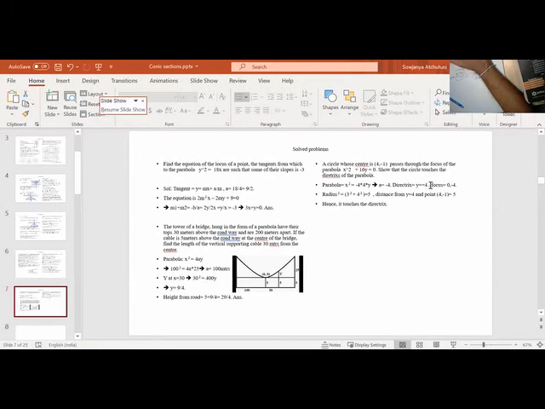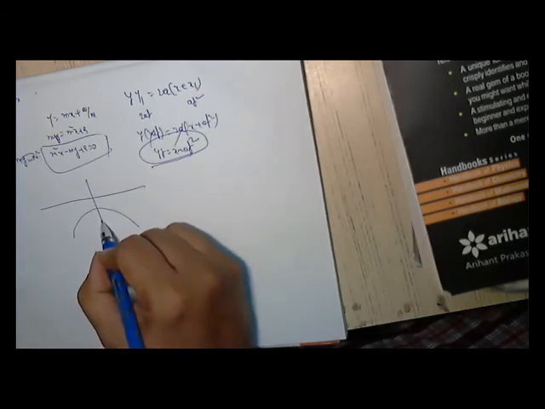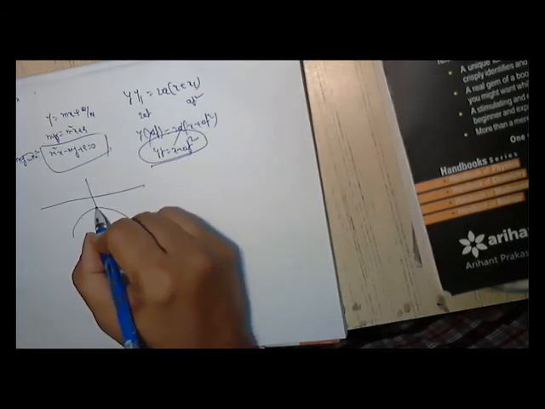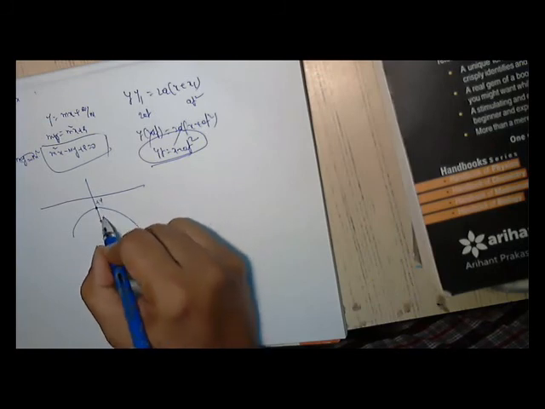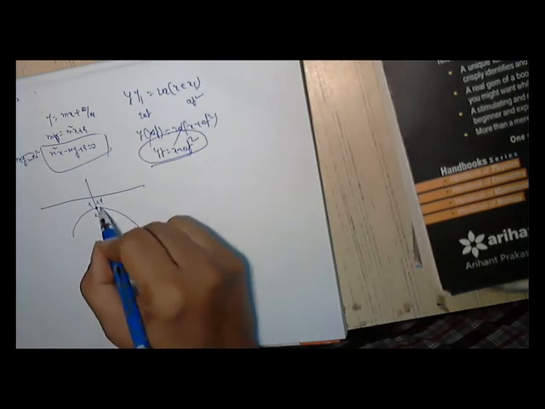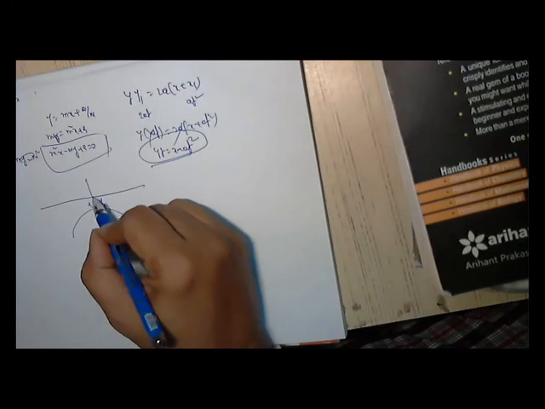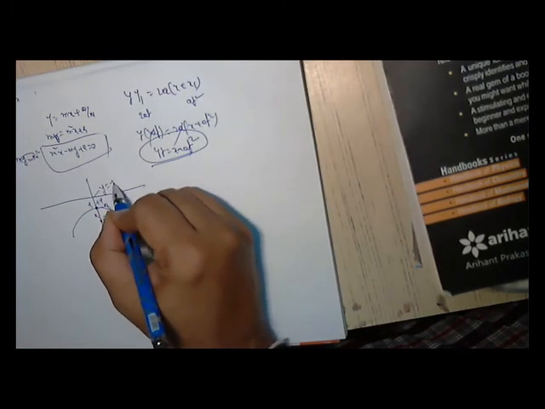Y is plus 4. If you say 0, 0 is the vertex, a is minus 4, the parabola opens to the bottom side, the reverse. So this is minus 4, this is plus 4. The equation of the directrix is y is equal to plus 4.